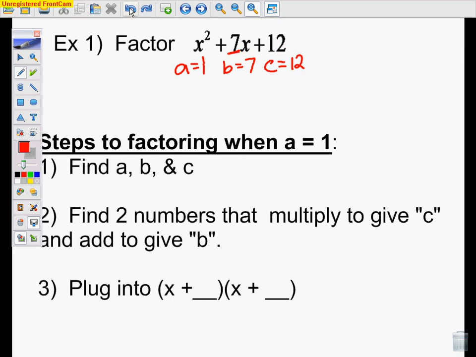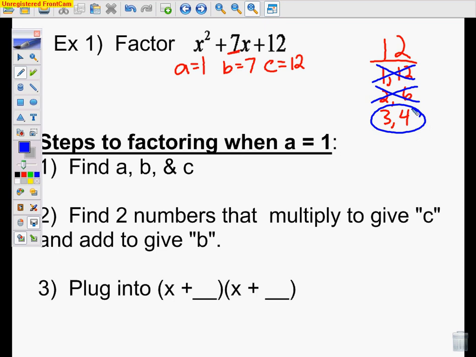Well, if you don't know, this is what I suggest people do if they don't know the two numbers right off the top of their head. Take your number 12, your c, and write out the things that multiply to give you that. For 12 it's 1 and 12, 2 and 6, and 3 and 4. These are all the numbers that multiply together to give you 12. But only one of those sets works to add to give you 7. Well, let's see. 1 plus 12 is 13. That didn't work. 2 plus 6 is 8. That didn't work. 3 plus 4, that's 7. That's the one that works.